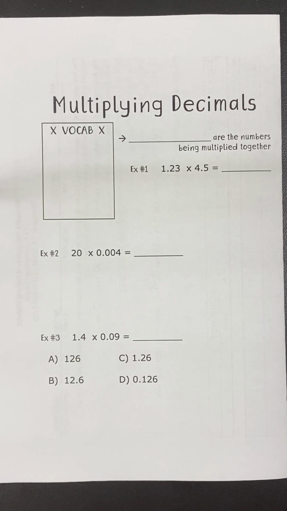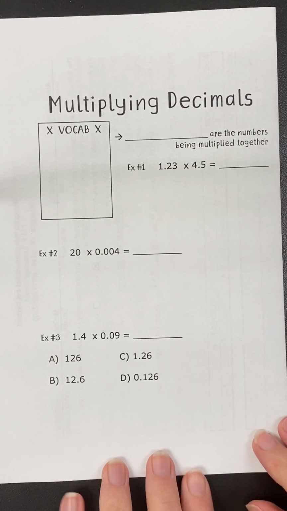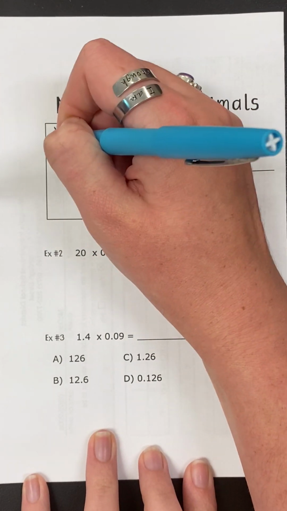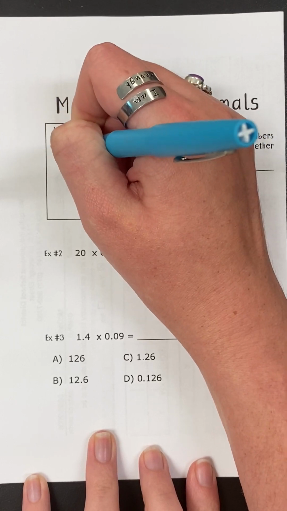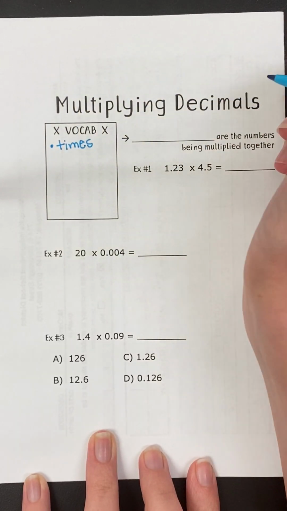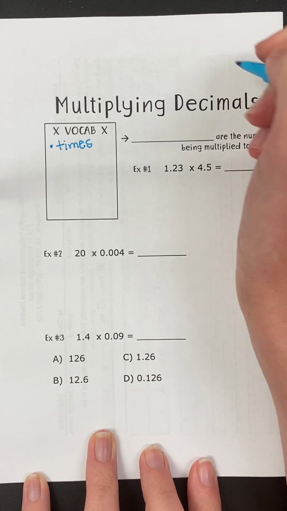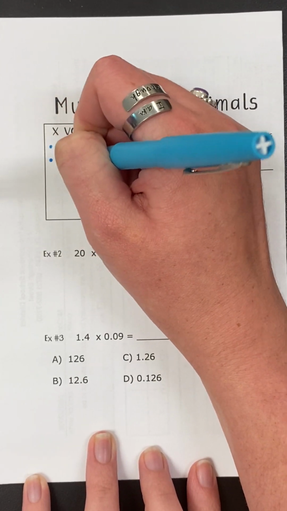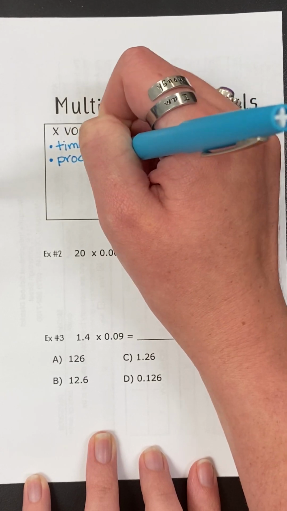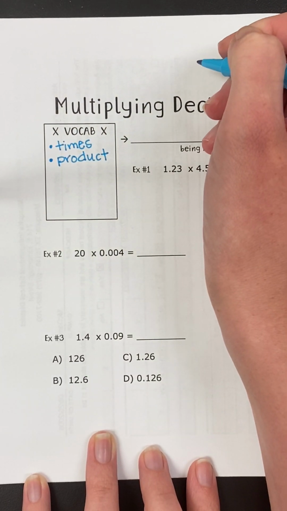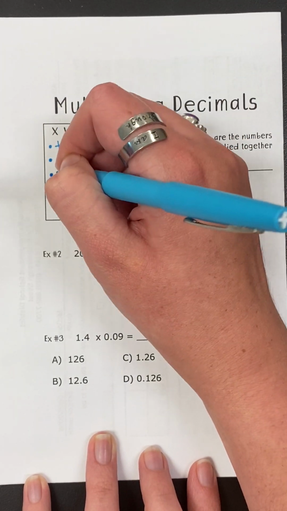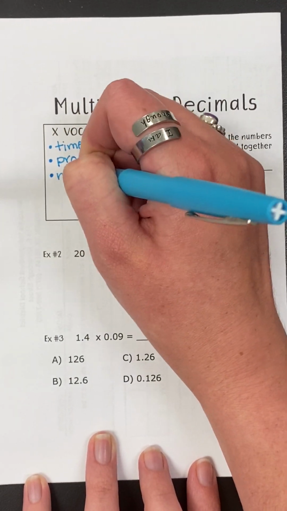Okay guys, today we're going to talk about multiplying decimals. So before we do that, let's go over some of the vocabulary that means to multiply. We have words such as times. So if something says 4 times 6, that's multiplying. We also have the word product. That's the answer of a multiplication problem. So if it says, what's the product of 4 and 6? That means to multiply. You have just regular old, hey, multiply it.